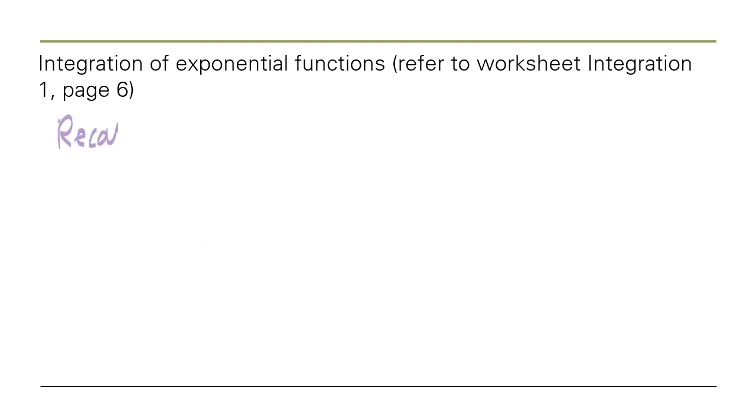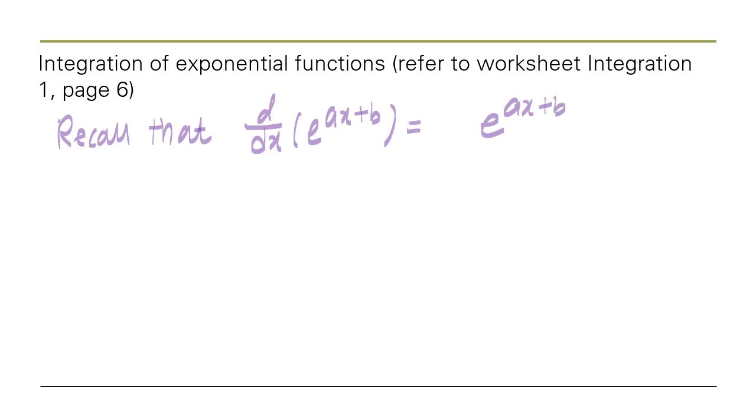Right, recall that when we differentiate e to the power of ax plus b, what do we get? We will get e to the power of ax plus b, and then times the differentiation of your ax plus b. When you differentiate ax plus b, you get a.